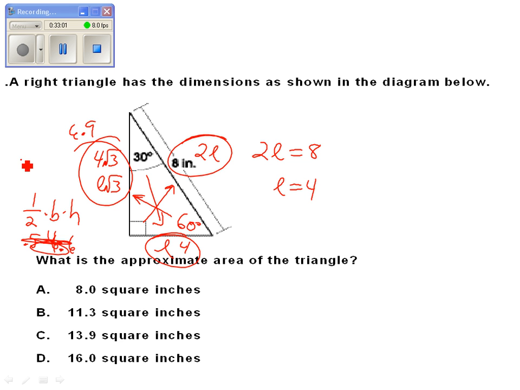0.5 times 4 times 6.9. Use your calculator for that. And I come up with about 13.8. The closest one that they have is 13.9.